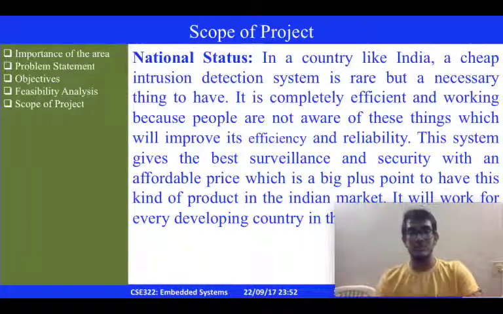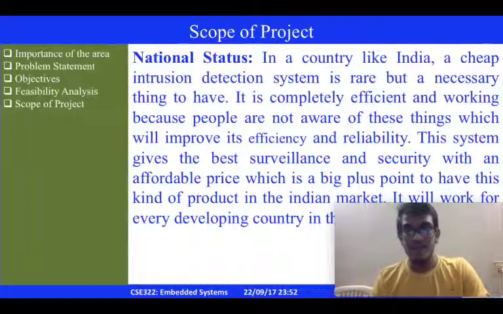This system gives the best surveillance and security with an affordable price, which is a big plus point because we are just using an IR motion sensor, LDR sensor, and visual detection in the MATLAB. And combiningly, it is a three-way intrusion detection system.